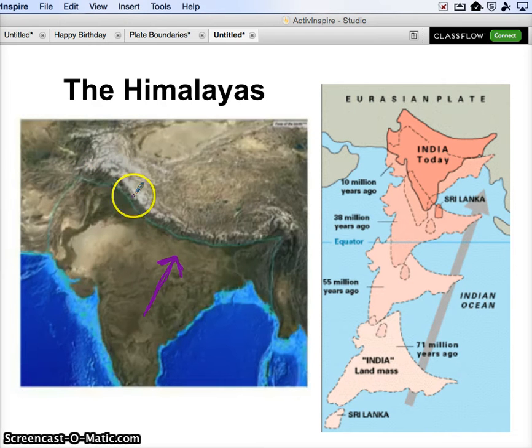And what we have here is a long line of mountains called the Himalayas. They are not volcanoes, it's just a long chain of mountains. One of the peaks in the Himalayas is Mount Everest.